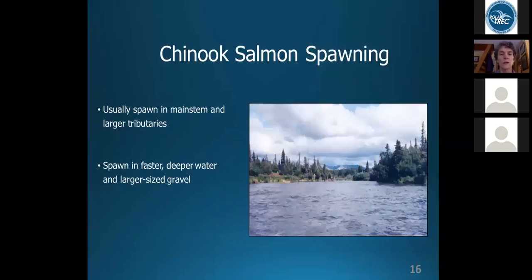Chinook, again, can spawn all the way from near the ocean to well up into the interior. Some of the Chinook, like the chum salmon, spawn thousands of miles up the Yukon River near the headwaters. But because they're larger, more robust, more powerful fish, they tend to be in larger river main stems where they spawn, and they can tolerate faster, deeper water and larger size gravel for digging their redds or their nests.